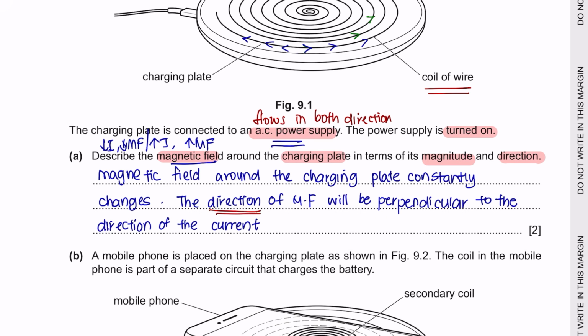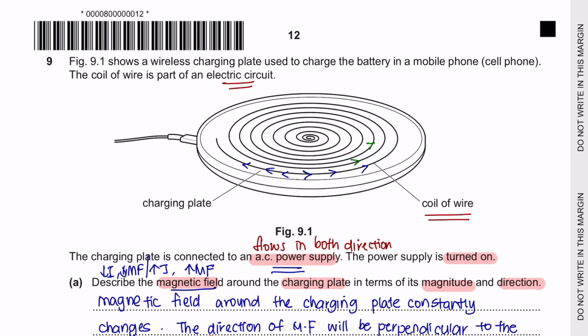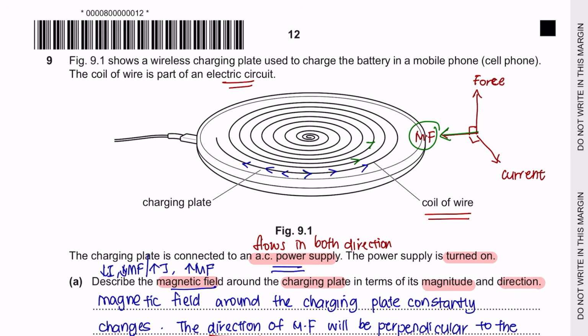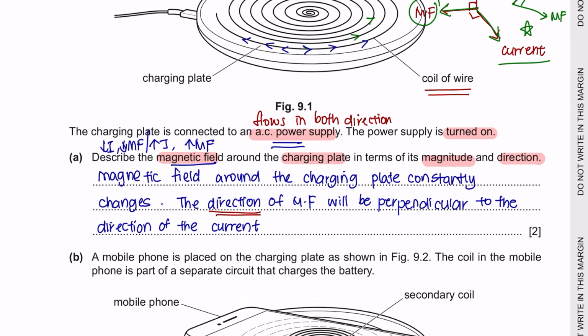As for the direction, according to your right-hand Fleming rule, the direction of magnetic field is perpendicular to the direction of current. So as the flow of current changes, so will the magnetic field.